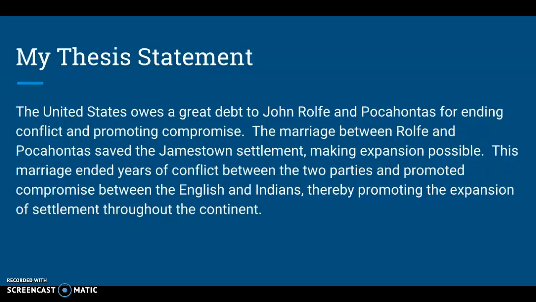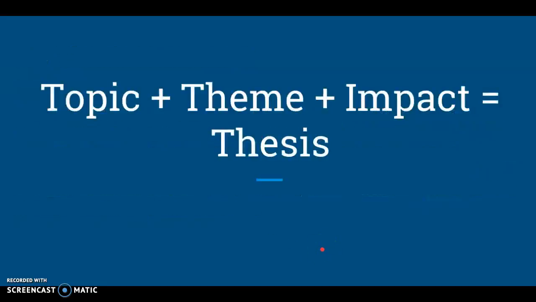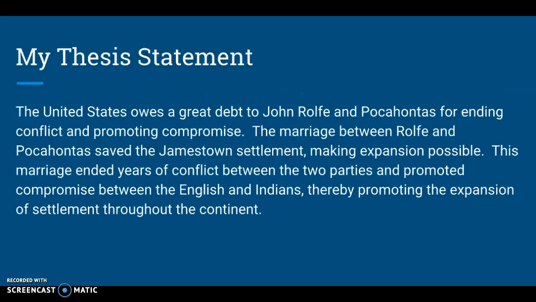And how it promoted the expansion of the United States. And so the last piece is just the topic plus the theme plus the impact equals your thesis. So again, use this example. If you ever are stuck, go back to the example, go back to your sample here, and read through that, and model. Use this as a model, and hopefully that will help you as you move forward with History Day. So again, if you have any questions, please let me know, and hopefully this is helpful.